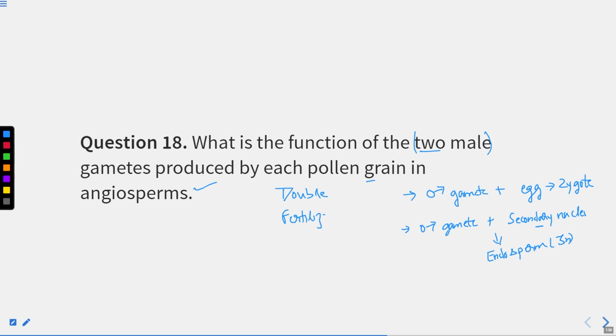Where one male gamete fuses with the egg cell, another male gamete fuses with the secondary nucleus, also known as the central cell. And here, from this fusion, the endosperm is developed. This is known as triple fusion or triple fertilization.